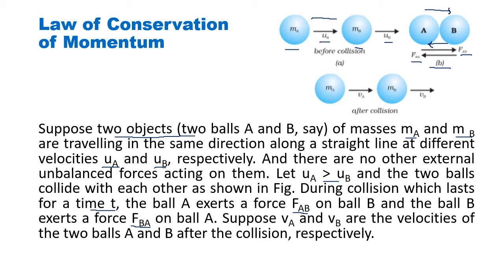After collision, the velocities may change, may not change, you do not know. But if the velocities change, let us say the body of mass MA is now traveling with velocity VA and the body of mass MB is traveling with velocity VB. So before collision, both the bodies were traveling with different velocities. After collision, the velocities changed. The mass is not changing, the velocity has changed.